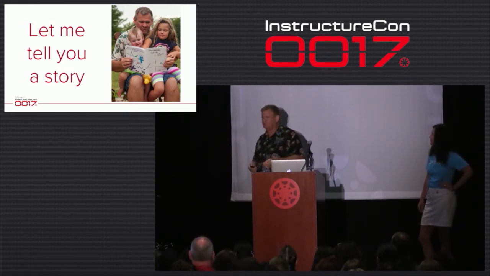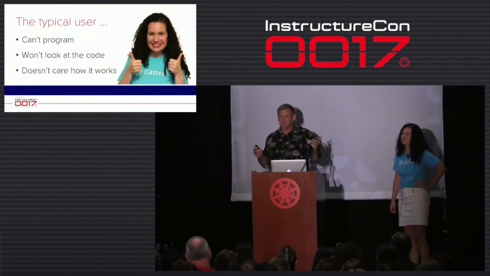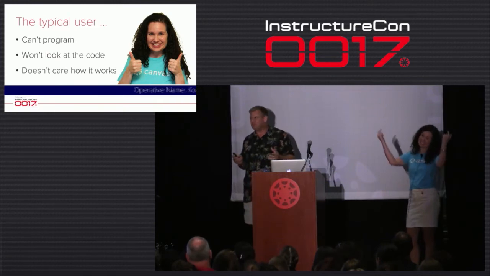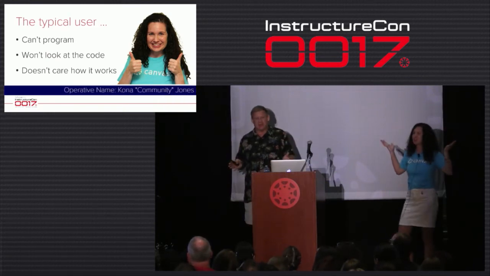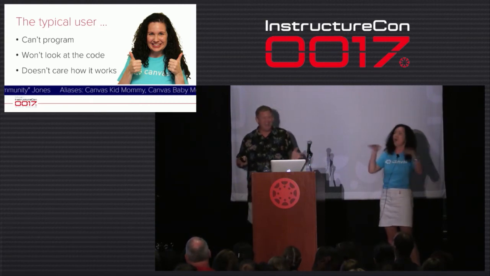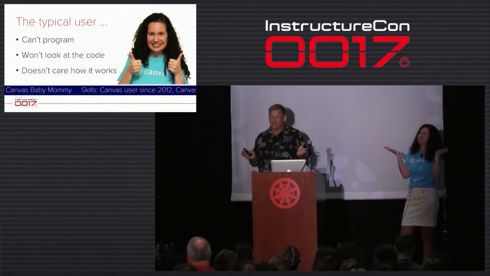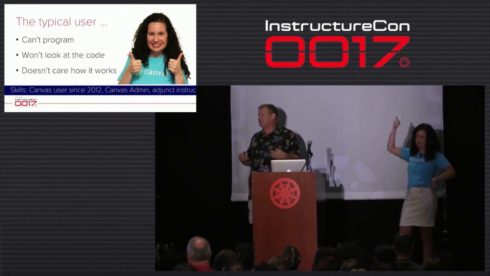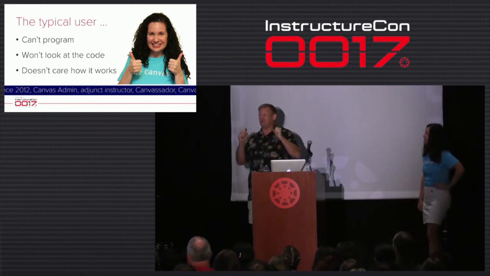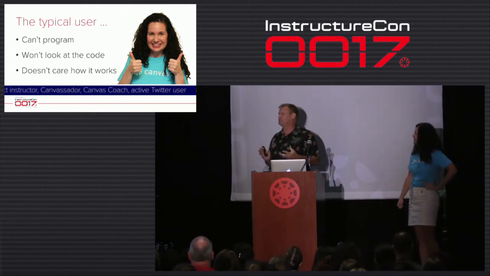And then I came to a realization that I probably should have come to a long time ago. It's about the typical user. The typical user can't program. They won't look at the code. And they don't really care how it works. They just care that it works. So I started making my stuff, and I finally said, okay, if other people can do it, I can do it too. And I started publishing stuff, and I made these user scripts.